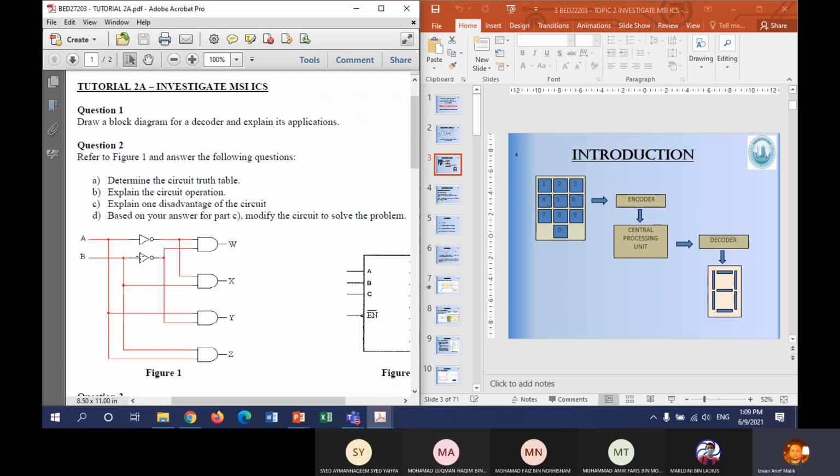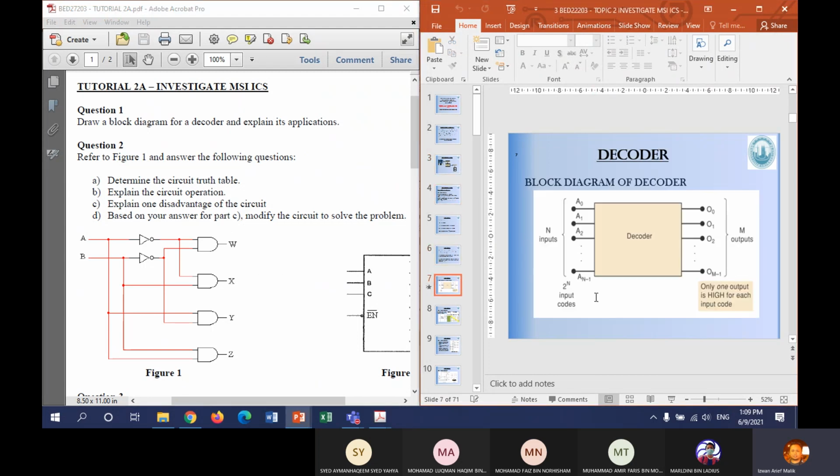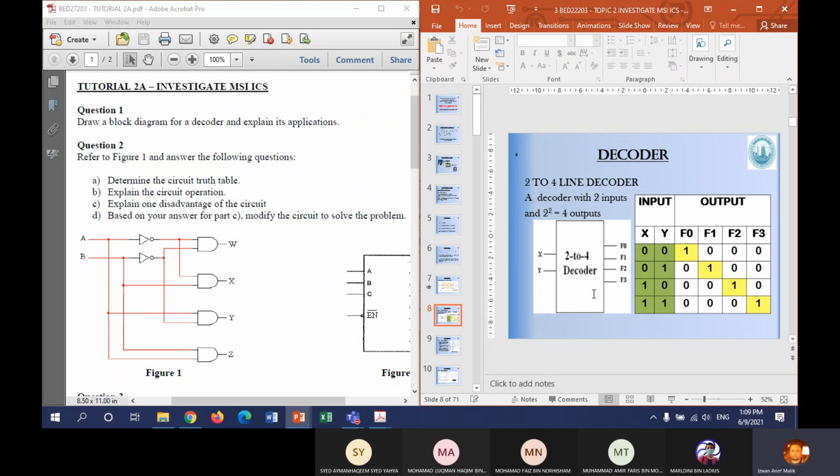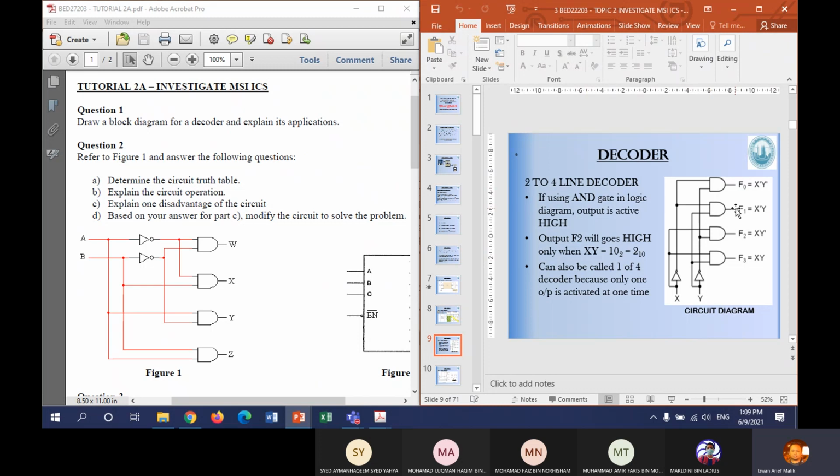Answer the following question. Determine the circuit truth table. So, kini ada A, B input, output ada 4, W, X, Y, Z. So, it is a 2 to 4 decoder lah. So, you buka 2 to 4 line decoder. Determine the circuit truth table. Truth table dia yang ini. Okay, explain the circuit operation. Explain the circuit operation tu maksudnya you terangkan dia punya ni lah.